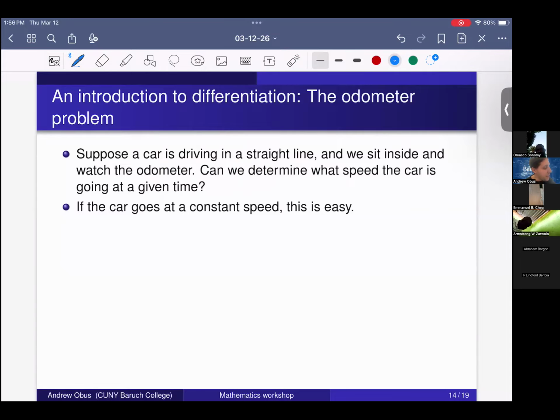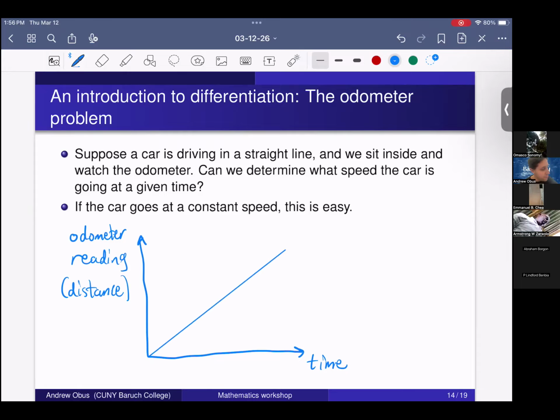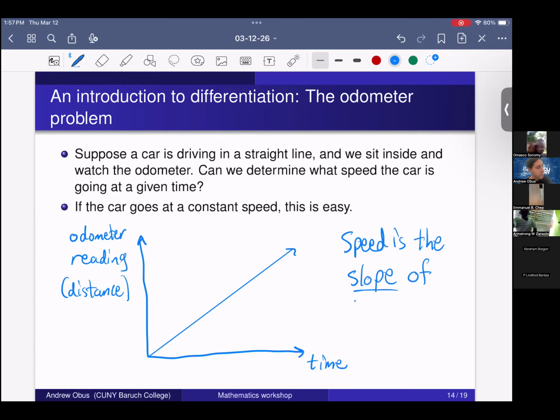So if a car goes at constant speed, this is pretty easy, because I'm going to draw a graph. This is two axes. One axis is time. The other axis is the odometer reading, which in other words is just known as distance. And let's say I draw a line here that represents the reading. If we're going at a constant speed, then distance is proportional to time, and in this case the speed is the slope of the line. That's what speed is.